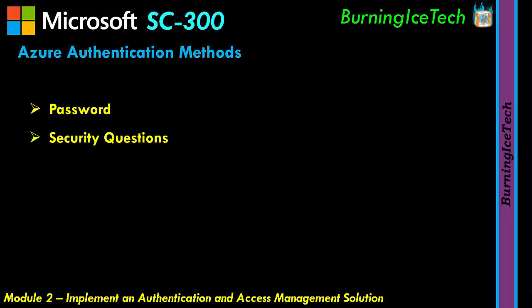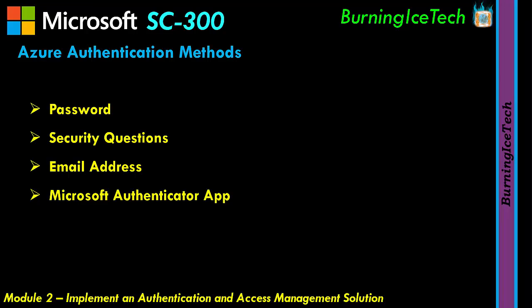The third Azure authentication method is email address. This method is available only in self-service password reset. It's recommended that you avoid the use of an email account that doesn't require the user's Azure Active Directory password to access it. So you want to try and avoid using something like a Gmail account. Then we've got the Microsoft Authenticator app, and as you guys know, I'm a huge fan of this one.